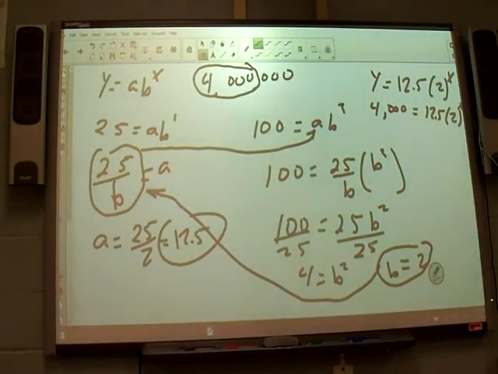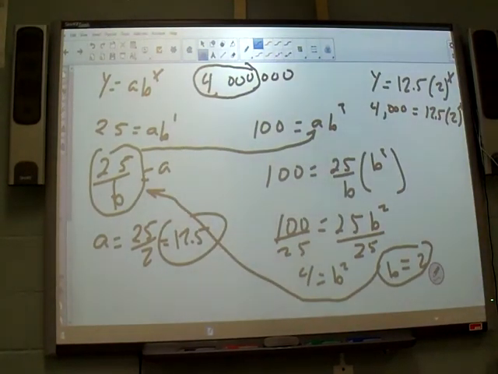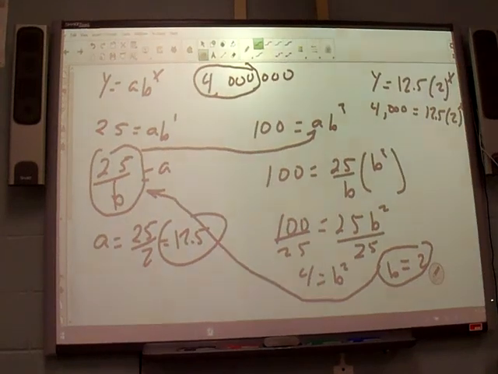So why did we change the 4 million to 4,000? Because it was based in thousands, and we had 4 million.